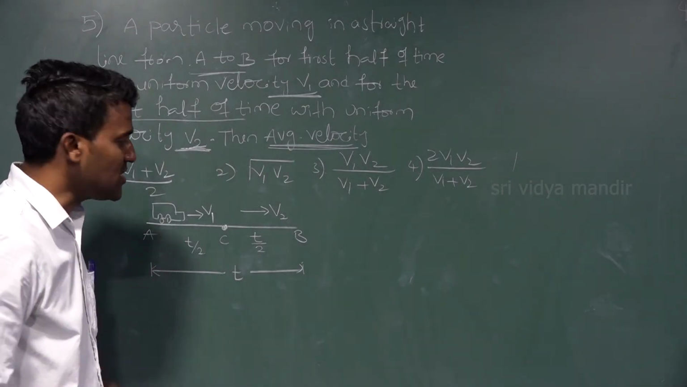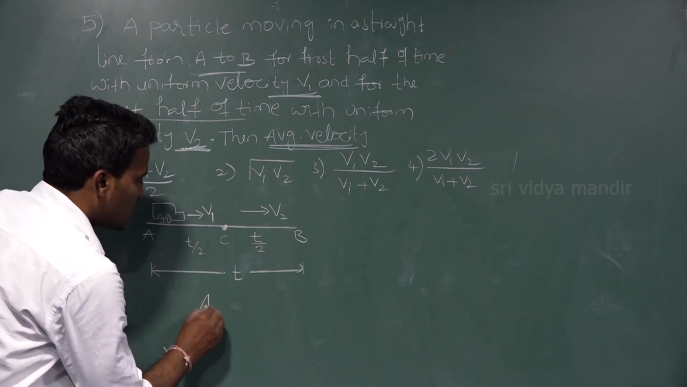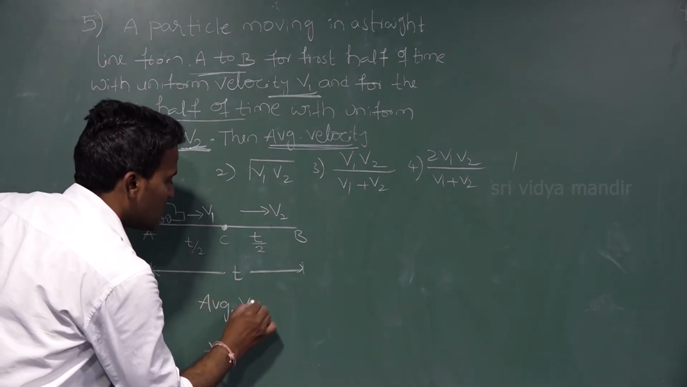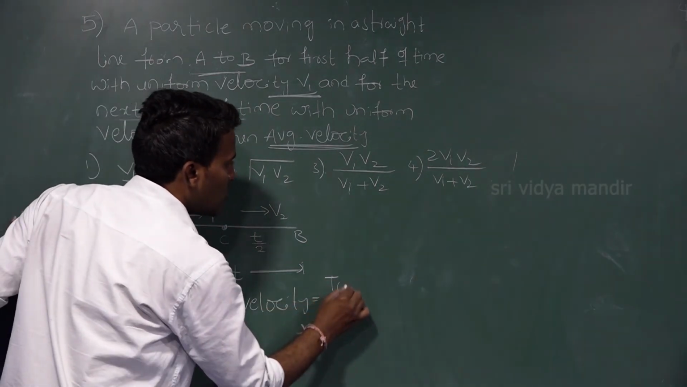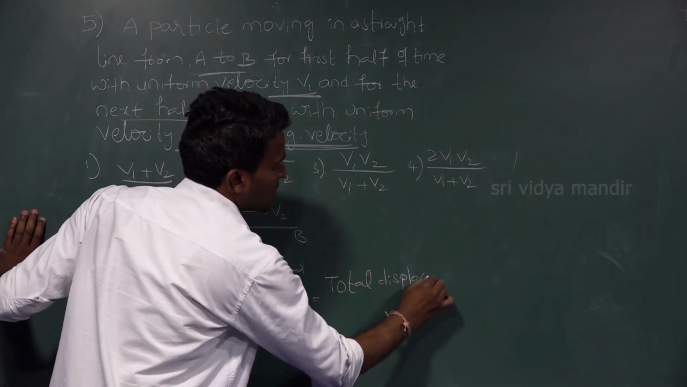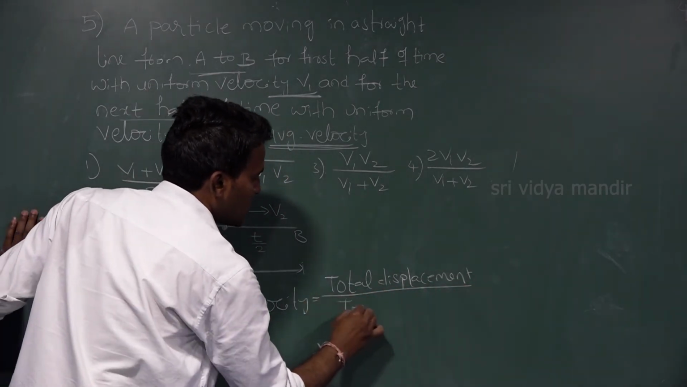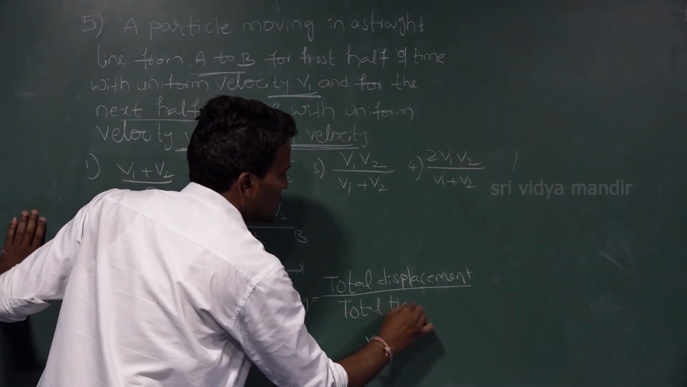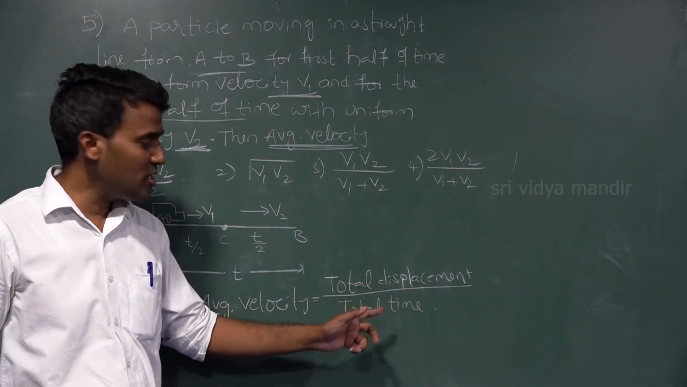Now I am calculating. First I have to write the formula. What is the average velocity? Average velocity is equal to total displacement divided by total time.